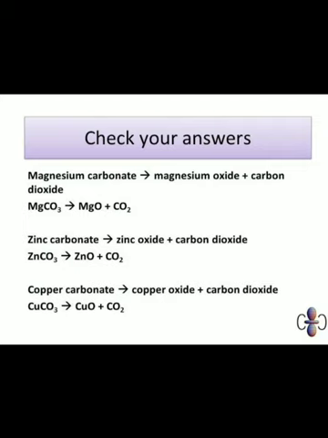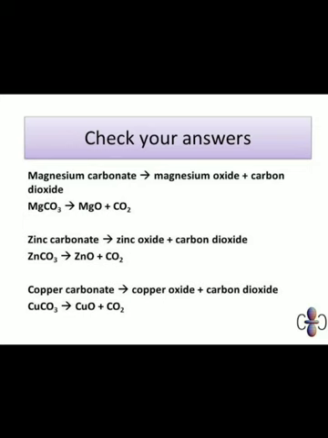Another example: zinc oxide plus carbon dioxide gives rise to zinc carbonate. Then copper oxide plus carbon dioxide gives rise to copper carbonate. Or calcium oxide plus carbon dioxide gives rise to calcium carbonate. That means formation of carbonate.